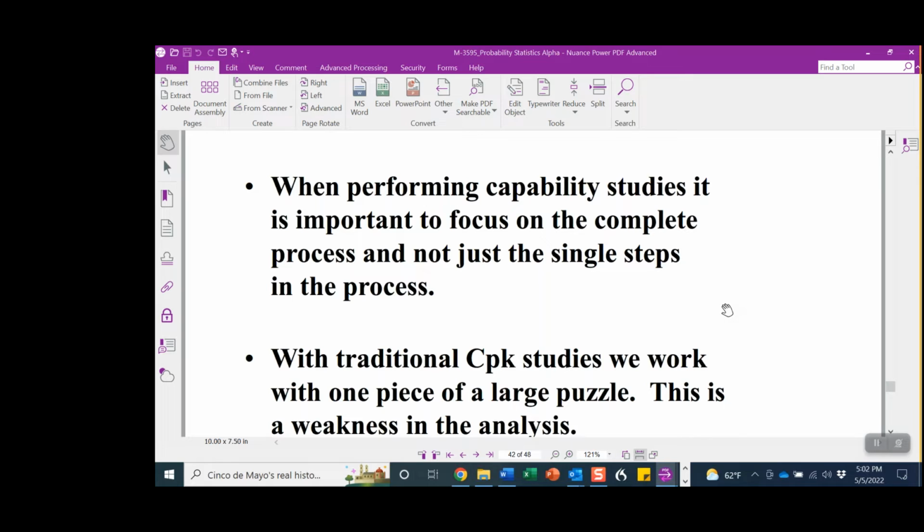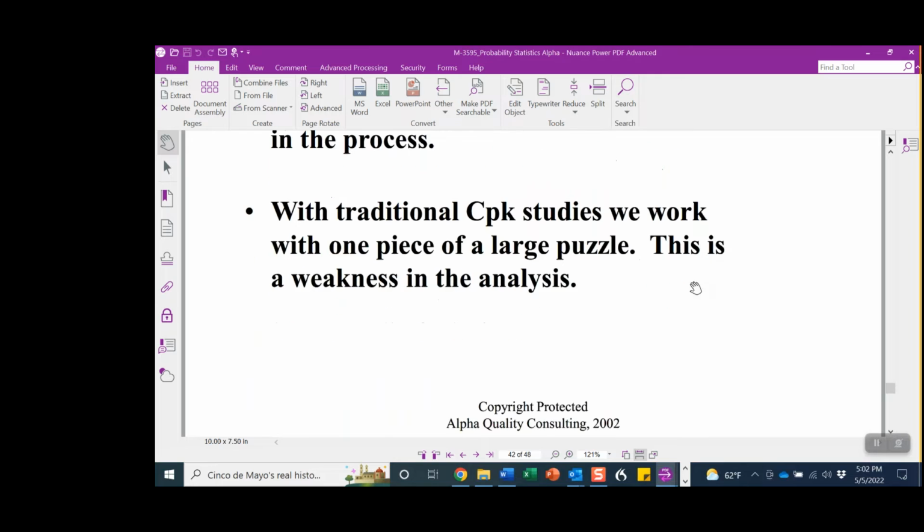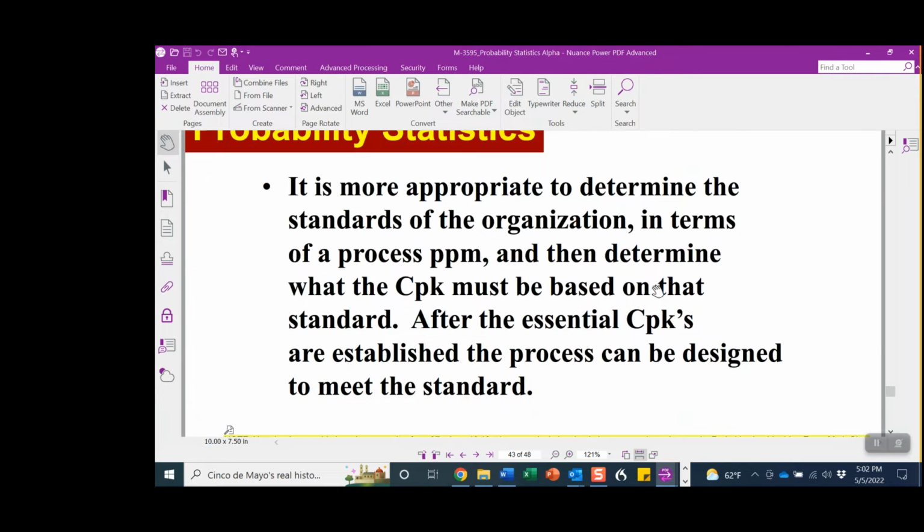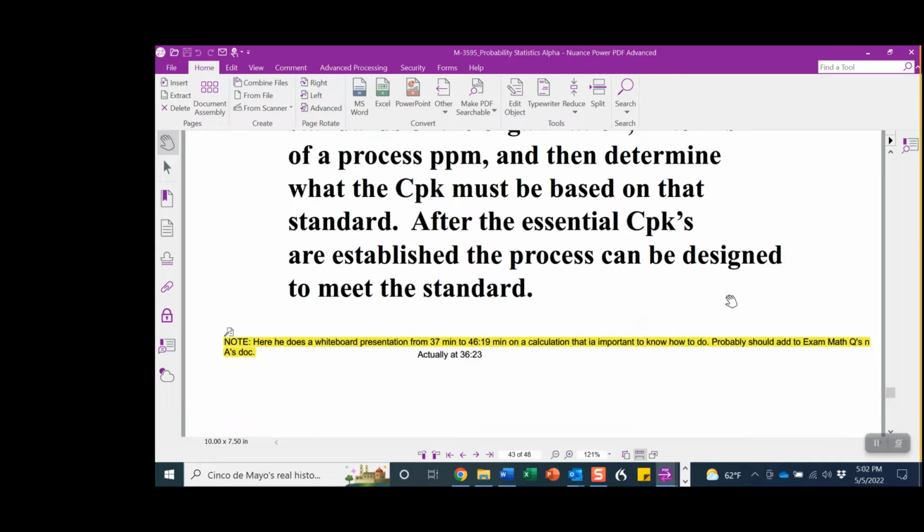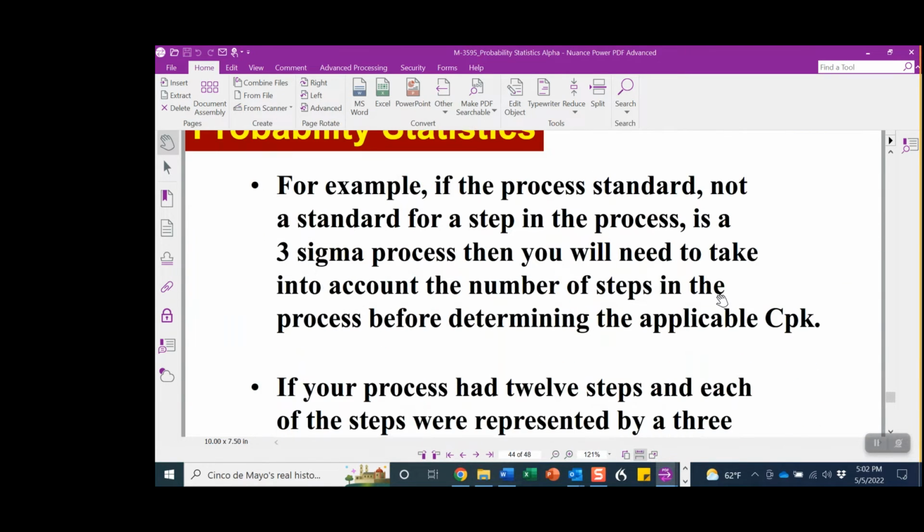When performing capability studies, it's important to focus on the complete process and not just a single step in the process. With traditional CPK studies, we work with one piece of a large puzzle. This is a weakness in the analysis. Okay, scroll down. That's where it got confusing because some of it was in the video but is not. It is more appropriate to determine the standards of the organization in terms of process parts per million, and then determine the CPK must be based on that standard. Anyway, I was just trying to teach you to look at the big picture by multiplying them all together.